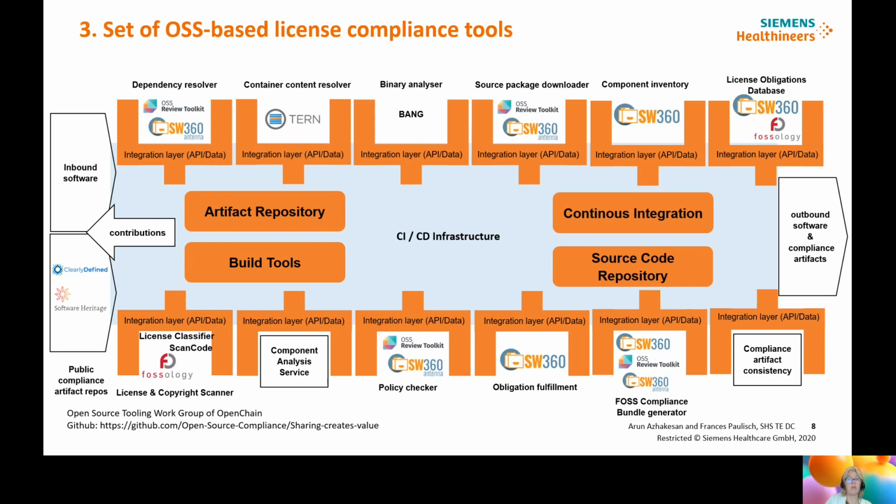You saw already Fossology or Open Source Review Toolkit were already mentioned in some of the previous slides, but also there's a component repository called Software 360 or a policy checker called Software 360 Antenna. So this is showing a typical set of these tools where they would be used in the development infrastructure. Also on the left, there are some public compliance artifact repositories, such as Software Heritage, that are very useful areas to involve in this topic space.